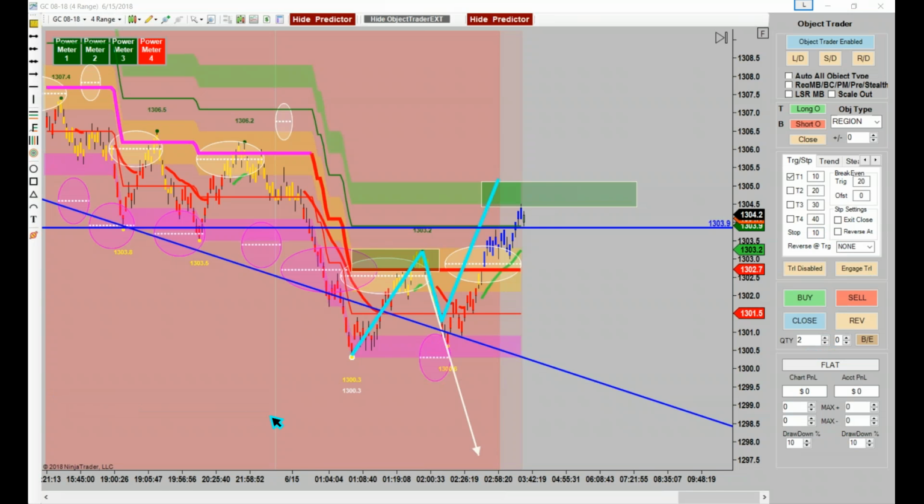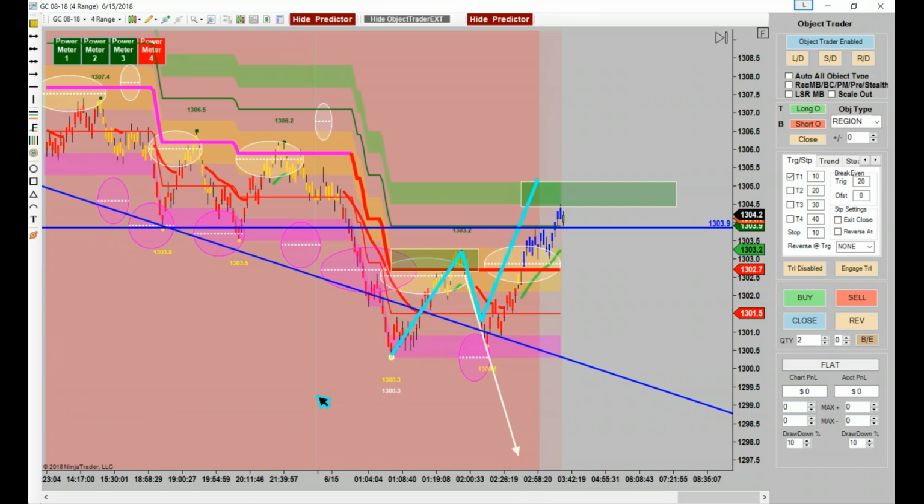All right, so what we're going to do is we're going to box it. Let's see, that's a bar up, a bar down. So your box would be right here, right? So let's go ahead and do that.